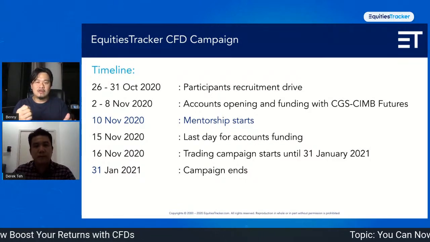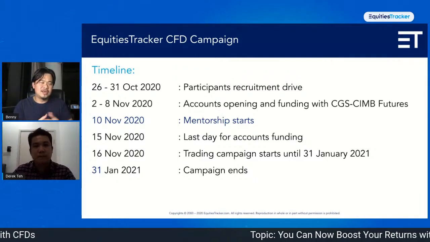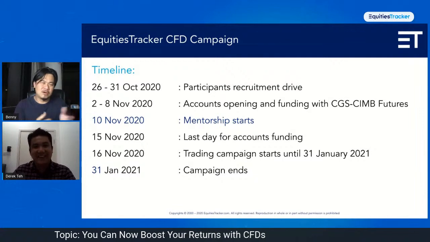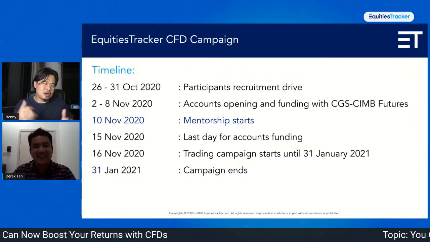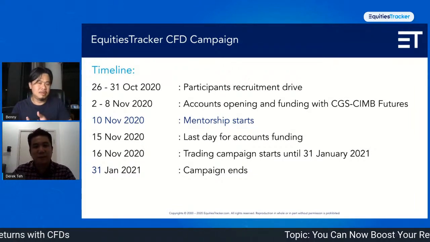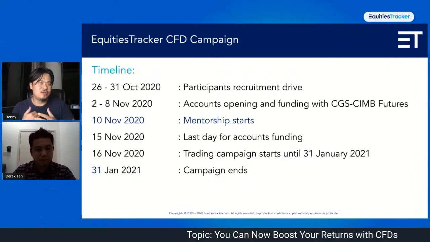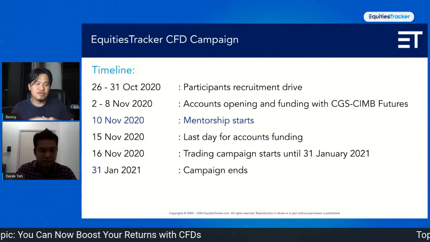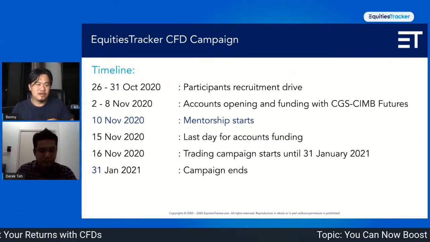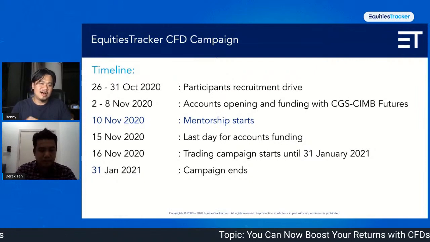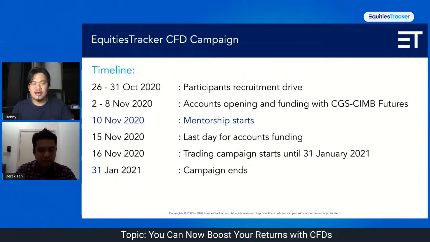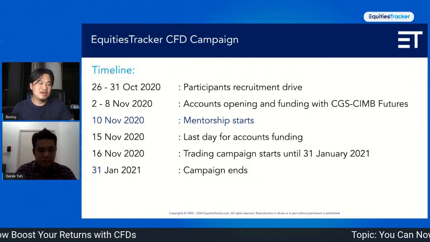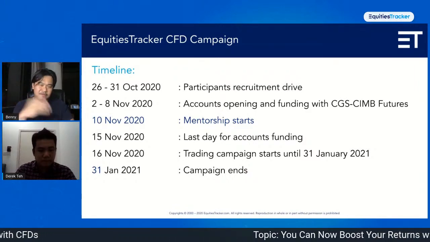Once your account is open, it's going to probably take about 1 or 2 weeks, depending on CGS-CIMB. Then once your account is open, you start to fund, a minimum of 4,000 ringgit, and then you are ready. That's the reason why our trading campaign only starts on the 16th of November. The last day to fund your account will be on the 15th of November, one day before. I know 15th November is a Sunday, but that means before that Sunday.